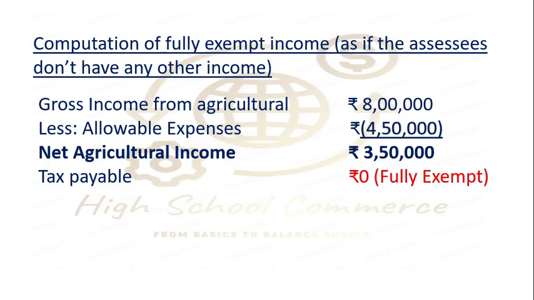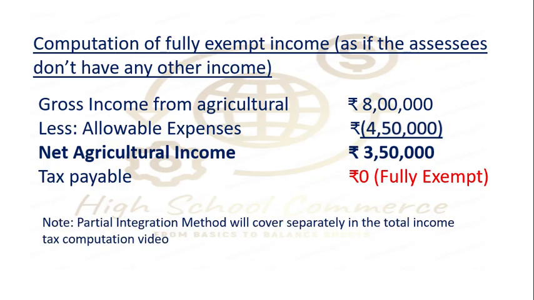Total tax payable on that amount would be 0. Why? Because agricultural income in India is fully exempt as per government norms. However, one point needs to be noted: the partial integration method, I have not covered it because that's a completely separate chapter or section that I will cover in a separate video.